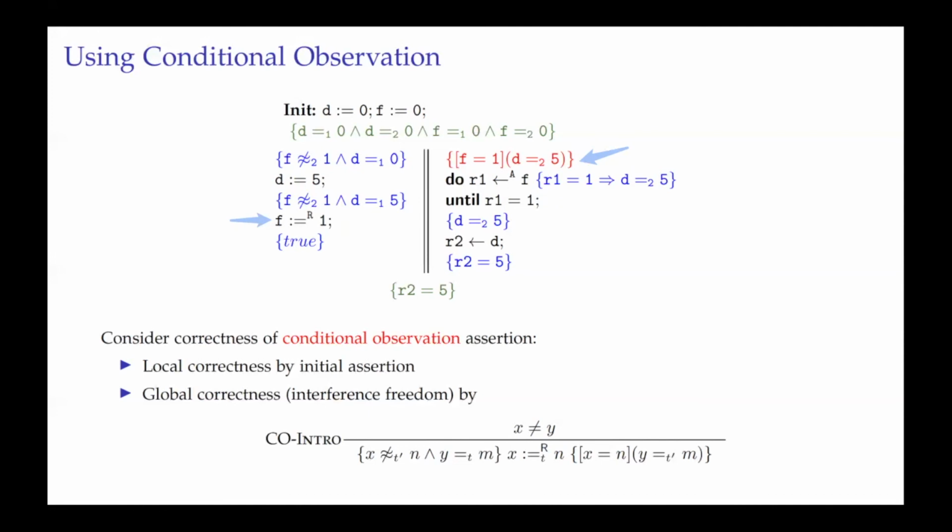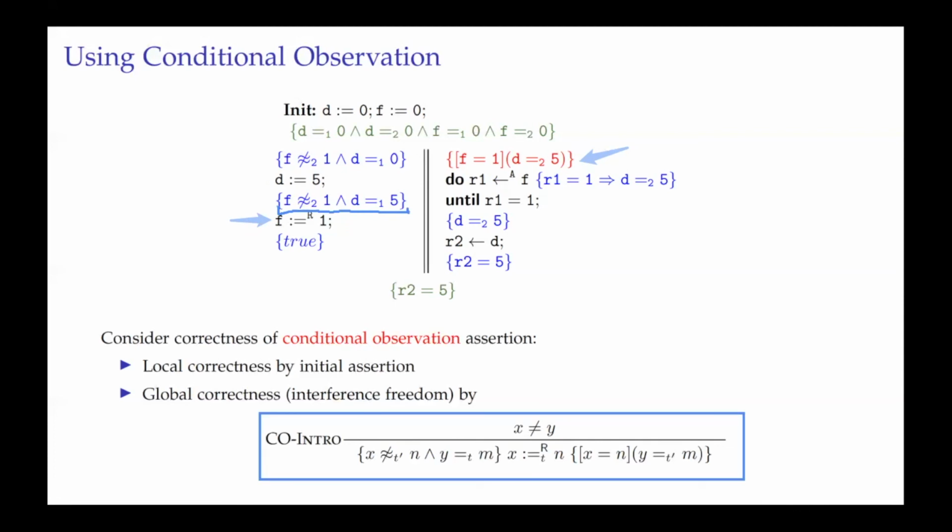This update occurs under a precondition in which thread 2 cannot see the value 1 for f, and thread 1 definitely observes the value 5 for d. What that means is we can apply our conditional observation introduction rule, and this allows us to establish the conditional observation assertion that you see on the screen.